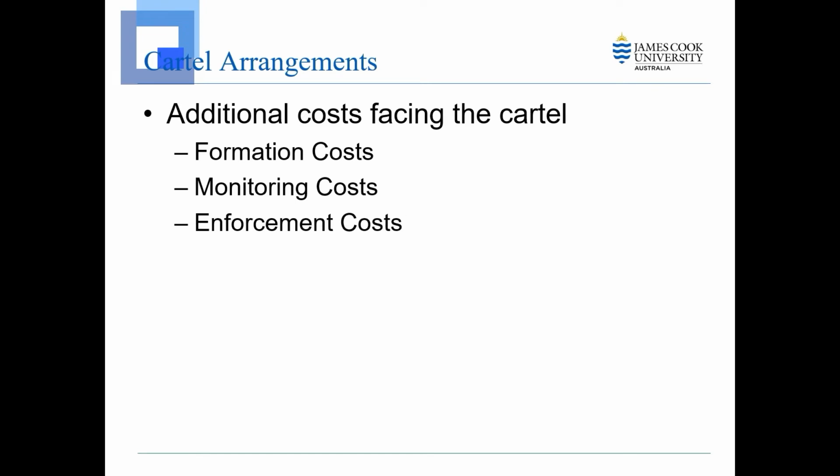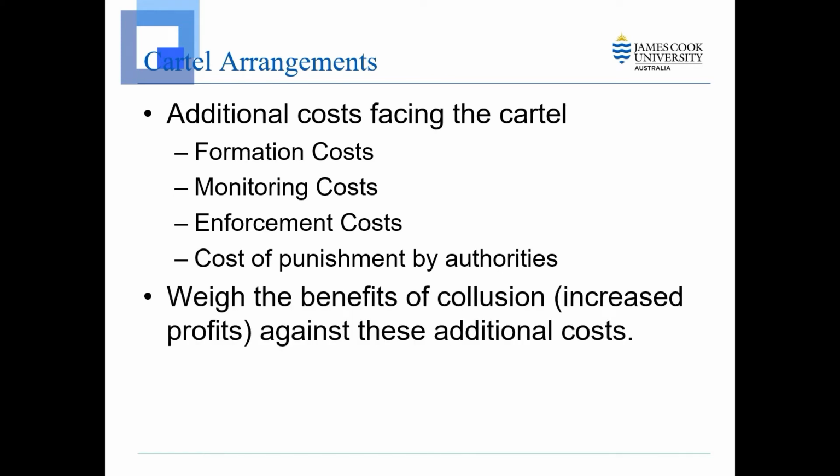There are additional costs facing cartels, like formation costs, monitoring costs, enforcement costs, and the cost of punishment by authorities. If somebody cheats, they need to be punished, and there's a cost associated with this. So when firms are deciding whether to form a cartel, they will weigh the benefits of collusion, which is increased profit, against these additional costs.